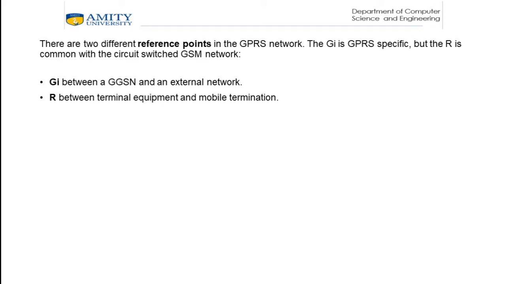Gi is between a GGSN and an external network. The GPRS network is connected to an external data network via this interface. The Gi is not a standard interface but merely a reference point. Next, the R is between terminal equipment and mobile termination.